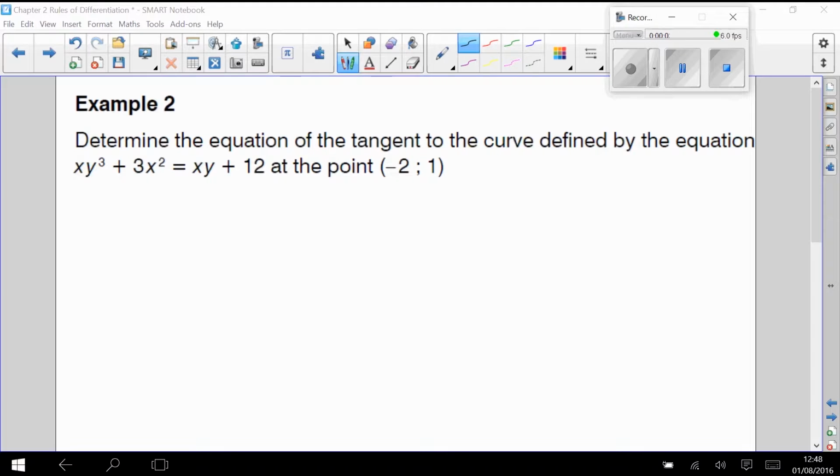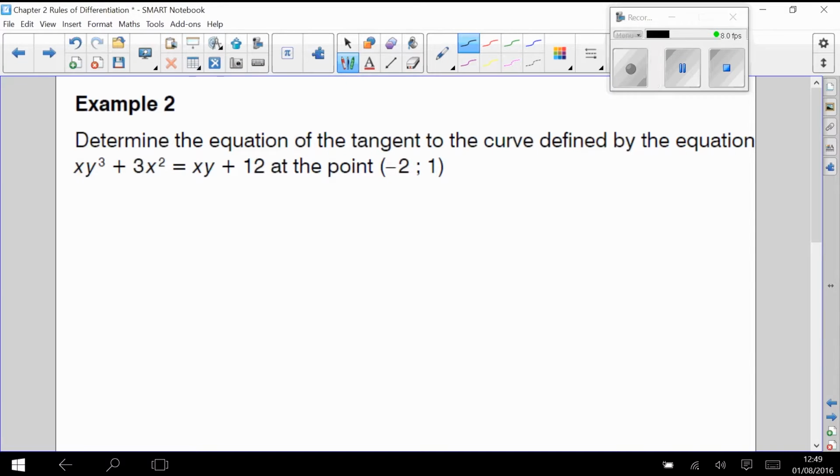In example 2, I've been asked to find the equation of the tangent at a given point to my curve. Now, if you take a look at the curve, you will notice that y could not be written explicitly as the subject of the formula. In other words, I'm definitely going to have to use implicit differentiation.